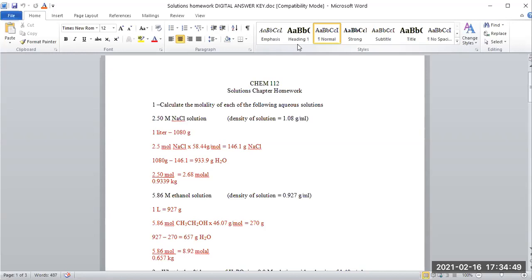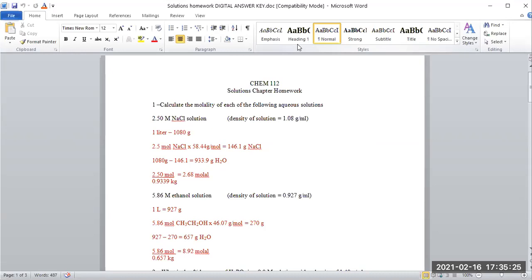Subtract so that you can figure out what the leftover is that is your water. We're assuming all of these are aqueous solutions because it says that at the top. And so now the 2.50 has a different denominator than the original one, which would have been 1 liter when you did it as molarity. This time you are dividing by your 0.9339 kilograms. Make sure you're moving your decimal place there. And it gives you 2.68 molal.